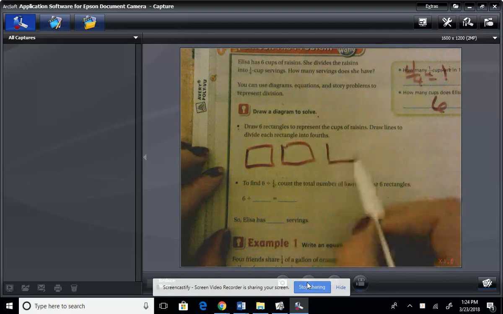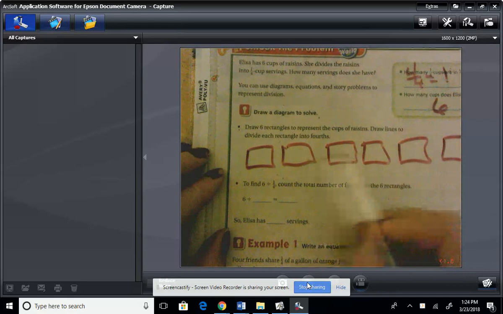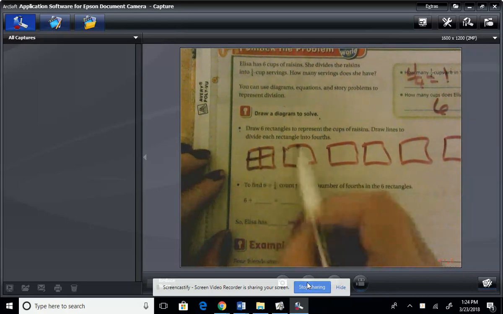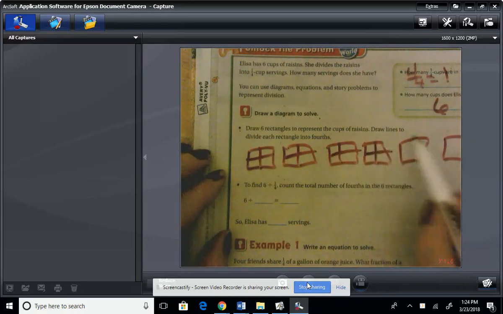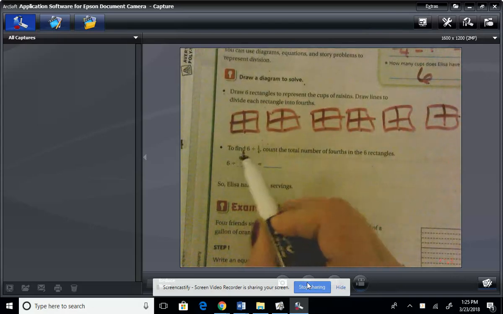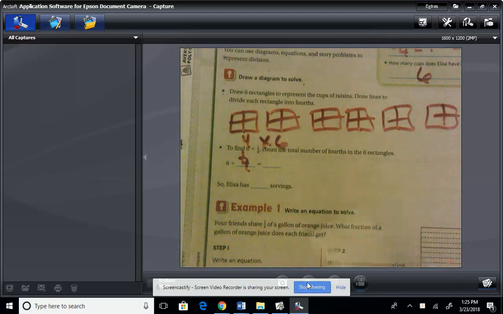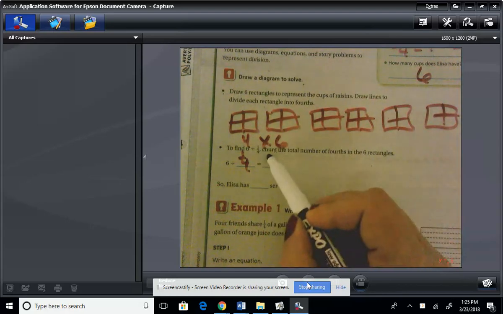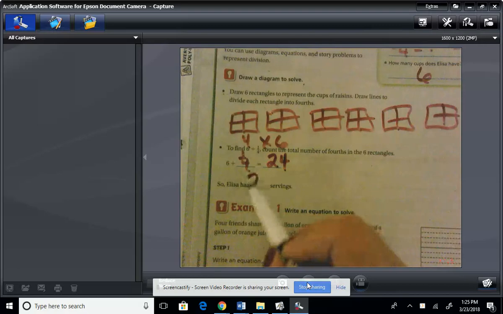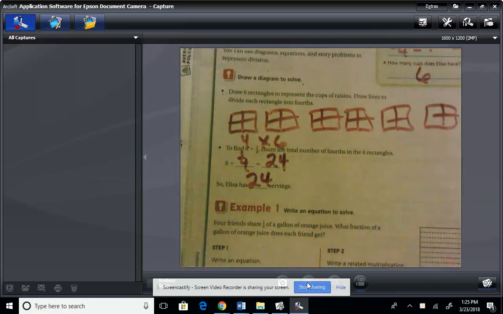Well, here are my quick cups. And I'm dividing them into 4s. So I have 6 whole cups, and I divide them into 4s. When I do that, it's 6 divided by 1/4, and how many do I have? 4 times 6 equals 24. So how many servings of raisins did I have? I had 24 servings of raisins.